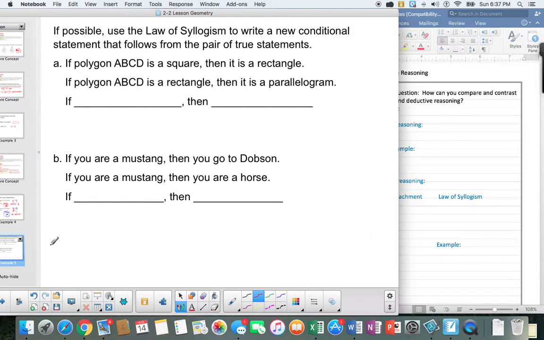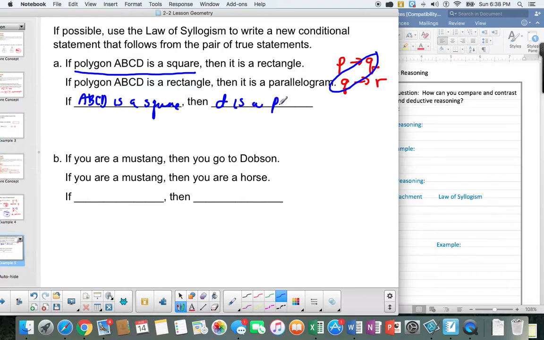Let's take a look at the law of syllogism, that chain of reasoning. Okay, and here is something like P implies Q, where P is the square words and Q is the rectangle words. And this right here talks about rectangle, so that's a Q, and it implies another word, parallelogram, so we'll say R. Now, when you see that chain of reasoning, that connection right here, where the end and the beginning are the same, then we can say this beginning part, ABCD, is a square, and with this chain of reasoning, we can conclude it is a parallelogram. So this is how the law of syllogism works.